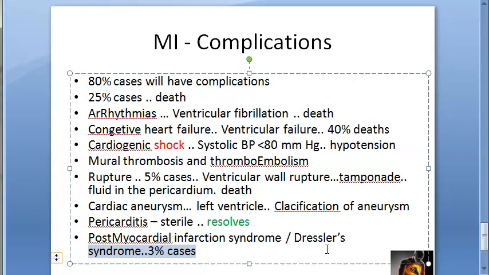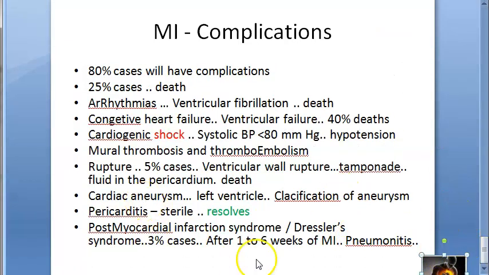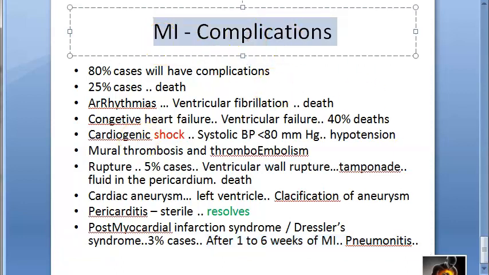So basically they will get what? Pneumonitis. After 1 to 6 weeks of MI, there will be pneumonitis. Why, they don't know exactly, because they are guessing that in these people there are some auto-antibodies against the heart, right? So anti-heart antibodies in the serum will be there. Okay. So those are all the complications of myocardial infarction, guys.